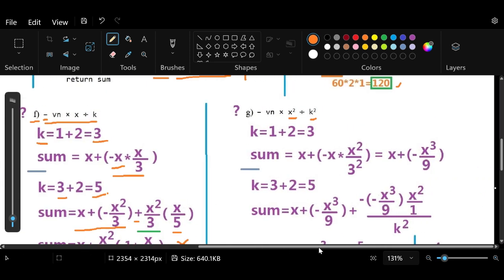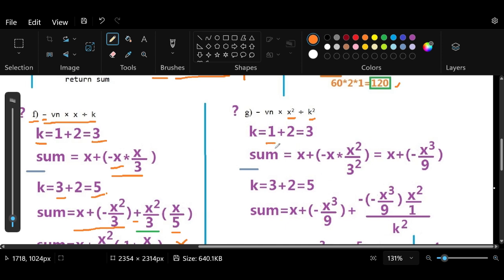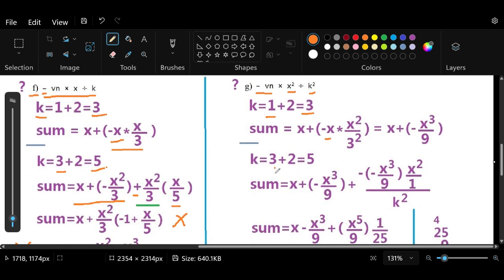Now if we try it out, our k again starts at 1, we do a plus 2, we get 3, and then in this case what we're doing is we got minus Vn, which is currently x, so minus x times x squared divided by 3 squared, our k. That's how we get x plus minus x cubed divided by 9. We go to the next, where k is 3 plus 2.